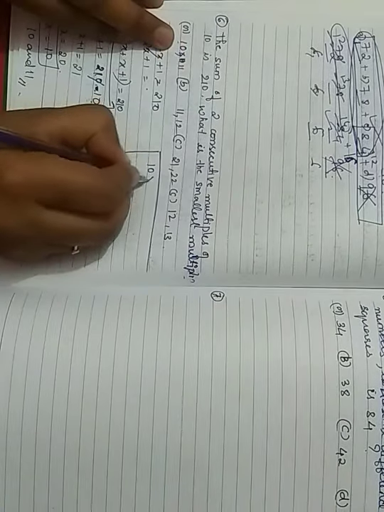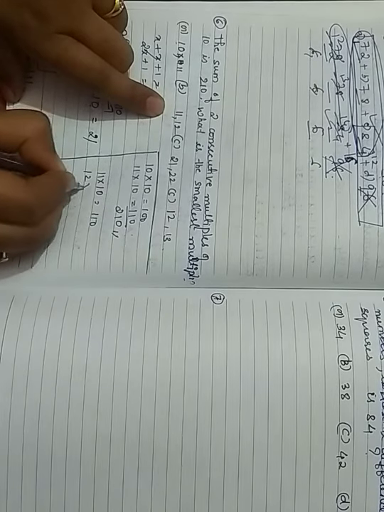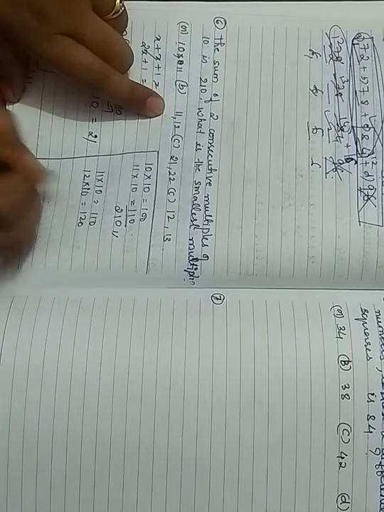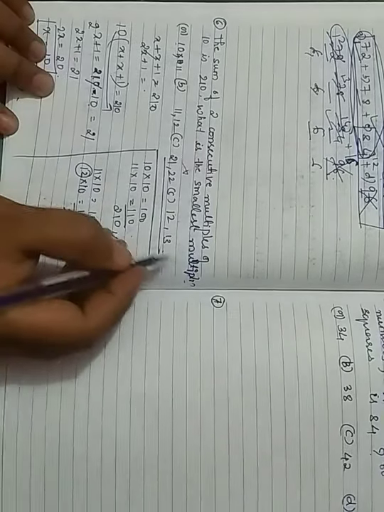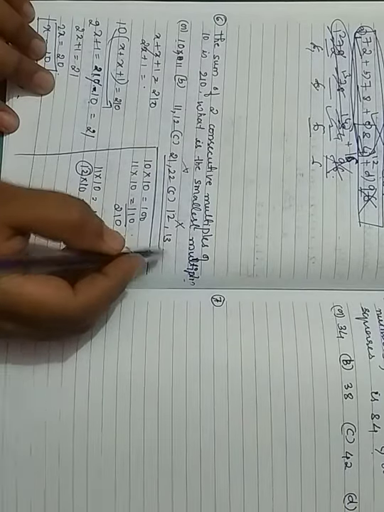11 into 10 is 110, and 12 into 10 is 120. So you need not check the other options, because for numbers greater than 10 and 11, if 12 comes, then it is 230. So just by observing, 21, 22 cannot be the answer, since having 12 and 13 exceeds the given sum.